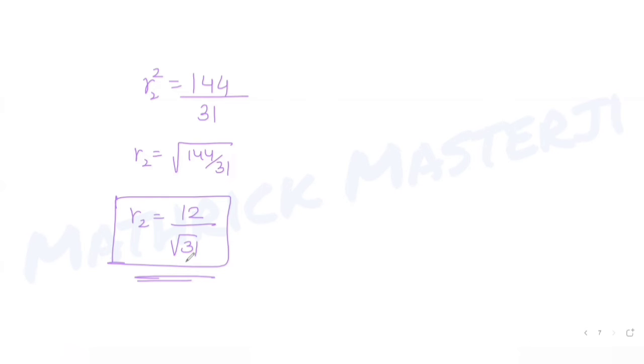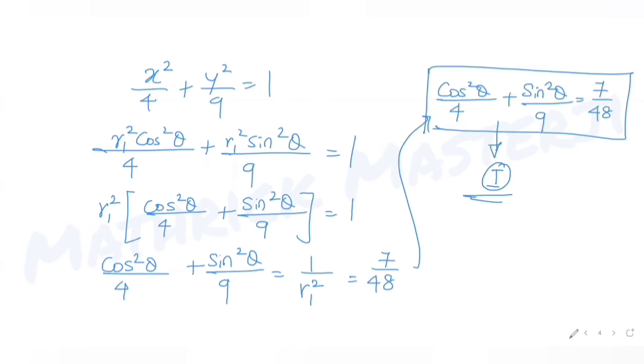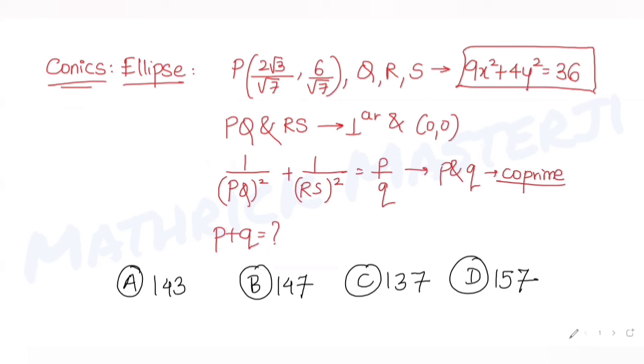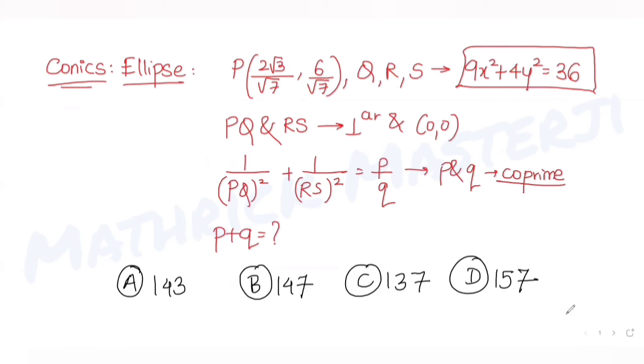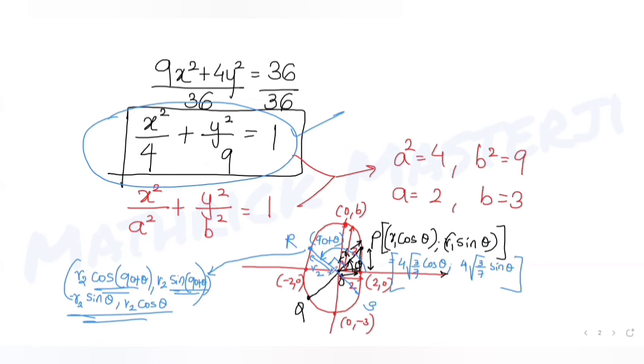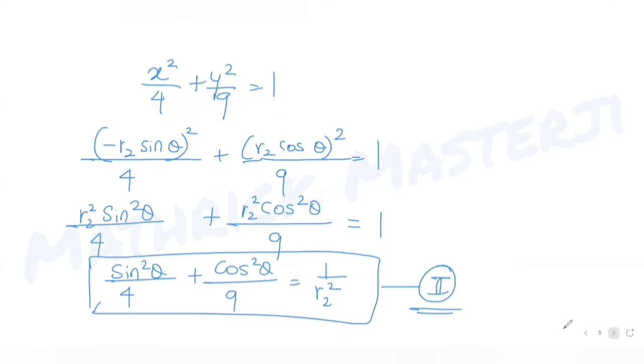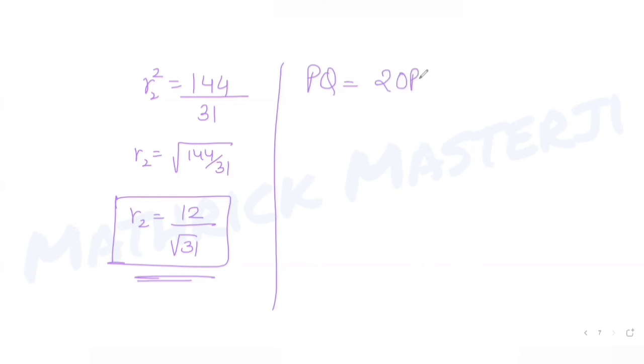Now once I have R2 also with me, that is the radius or distance between O and R. So if I see distance between O and R, now the question further tells me that 1 over PQ square plus 1 over RS square. So let's find PQ and RS. So PQ, if I want to figure out, if I see in the figure, it's nothing but OP and OQ. OQ is nothing but same as OP, so R1 and R1. So PQ is nothing but double of OP.